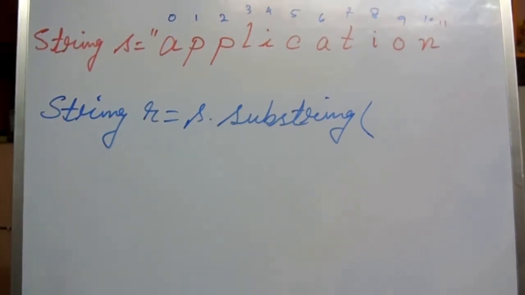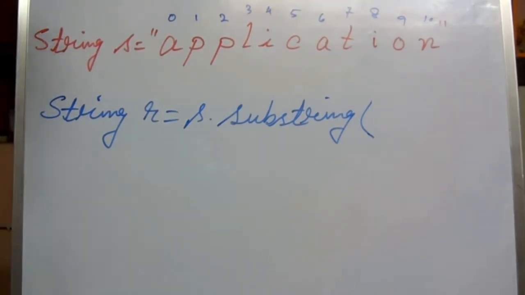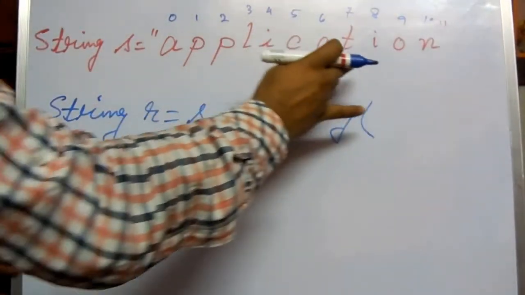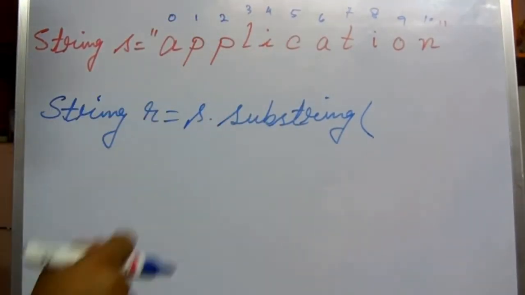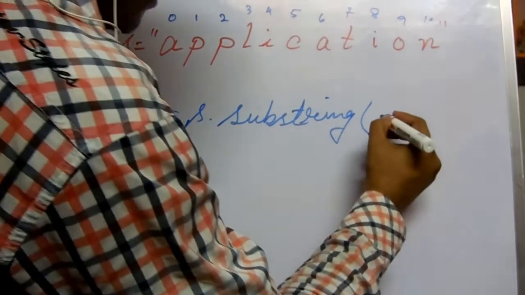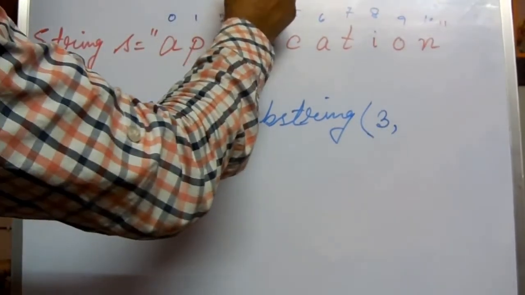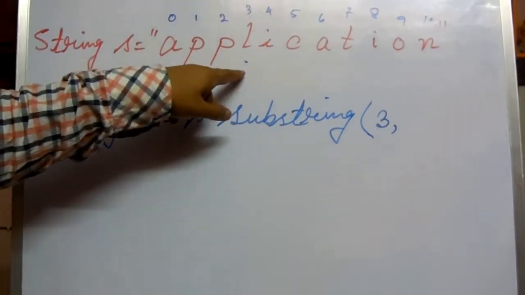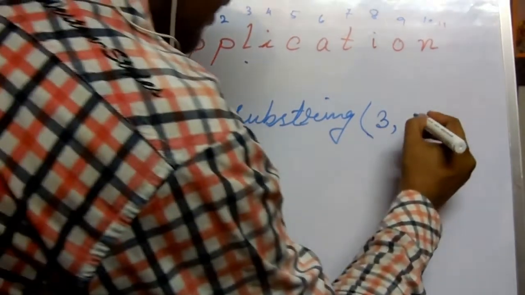So how will you apply that? That time we will apply the substring method with the two arguments. The first index will be the starting position, the starting index. Suppose I have given the starting index here as 3. So 3 means this is position 3, that is the L. So from this part it will be extracted. Now the second argument I am giving, suppose 9.